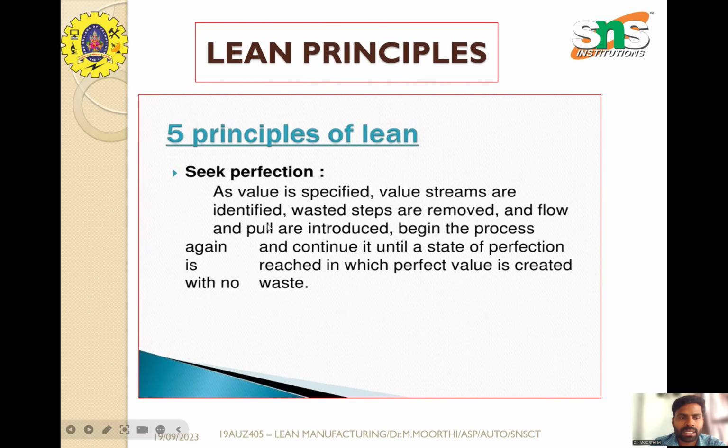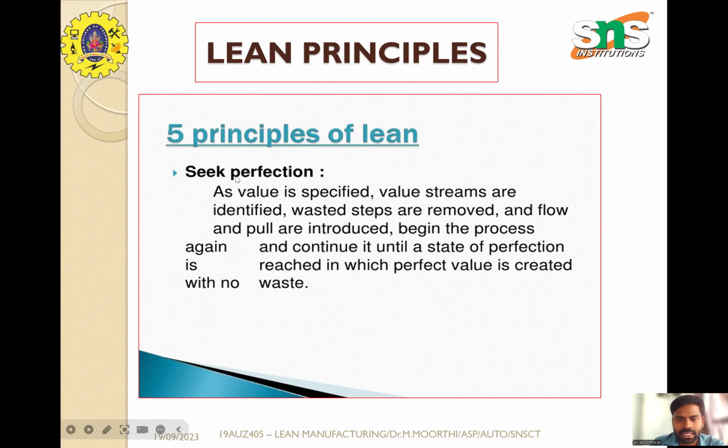Next, we need to find perfection. By following the above things, it is definitely possible to achieve perfection in the entire process, and that perfection will add value to the product and process in the entire industry. So here are the five principles of lean manufacturing, and finally perfection. As value is specified, the value streams are identified, wasted steps are removed, and flow and pull are introduced.